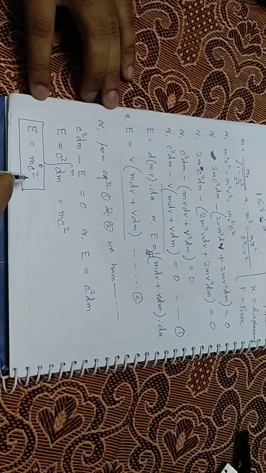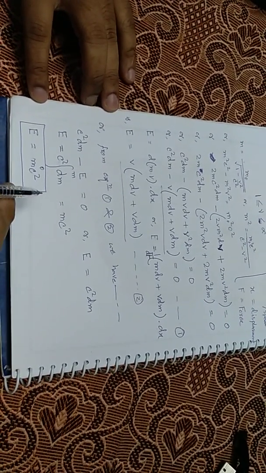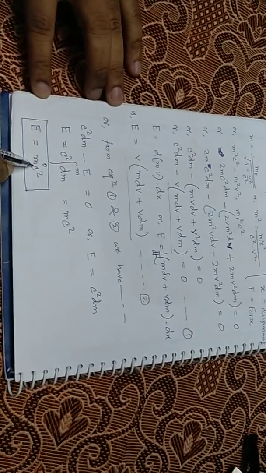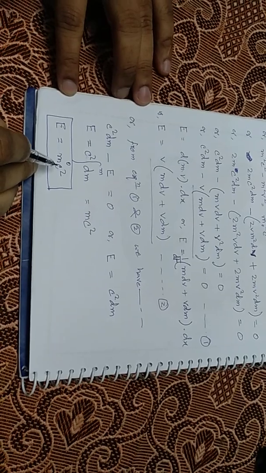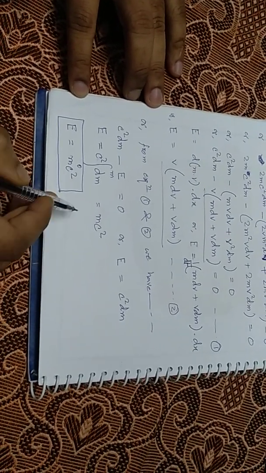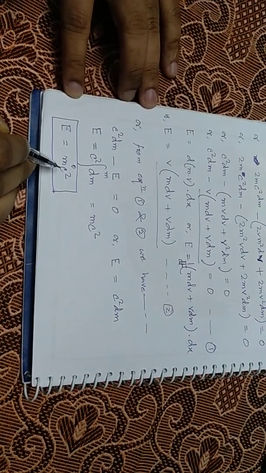This is one of the famous equations of Einstein, where we can see that mass can be changed to energy and energy can also change to mass, and the relation is equal to mc square.